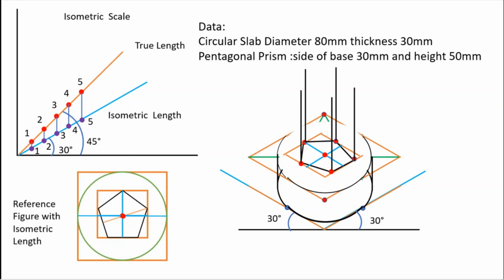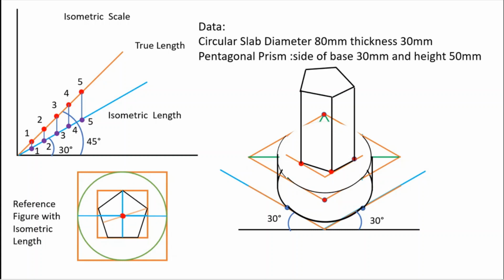Now what is the height of the prism? The height of the prism is 50 mm. So I take a length of isometric 50 from the isometric scale. So from the origin to point 5, the isometric length I take, and I mark the distances on the vertical through the corners. I'll join the endpoints of these vertical lines, and I'll be getting the top pentagonal face of the prism. I erase the lines which are on the back side, and this is the output figure that we desire.